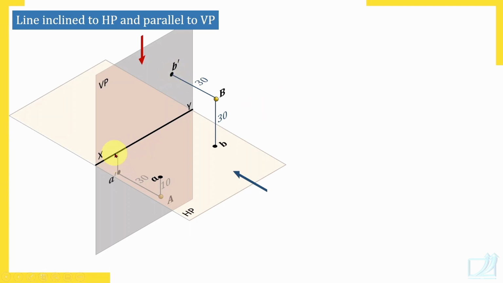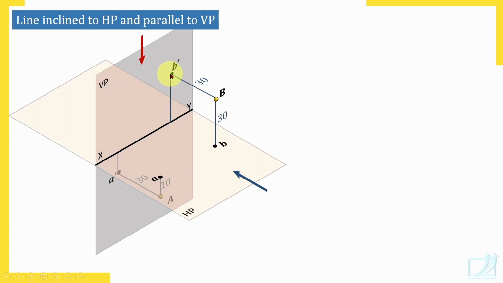Front view gives distance from HP. So point A in fourth quadrant, it is 10 millimeters below HP. So its front view will be 10 millimeters below XY line. And point B is 30 millimeters above HP.